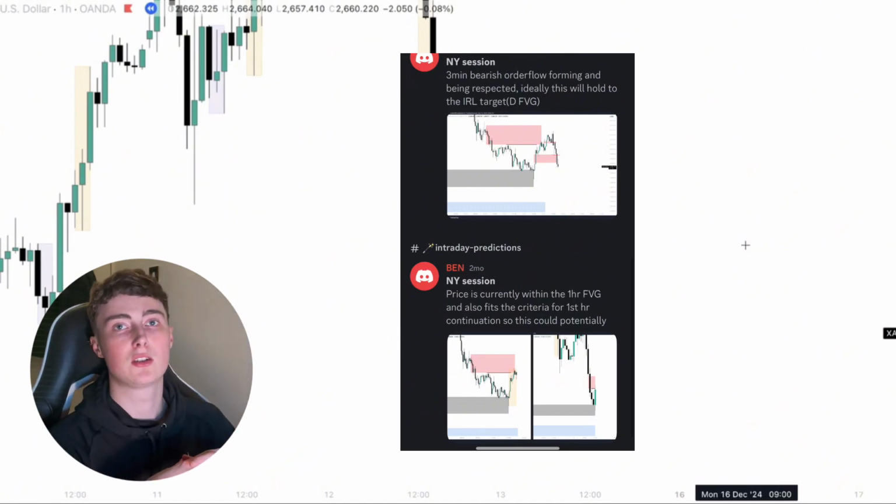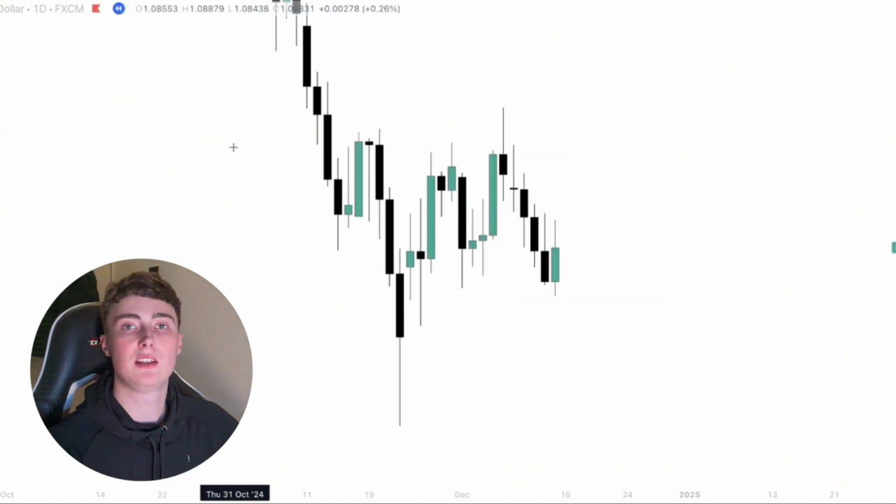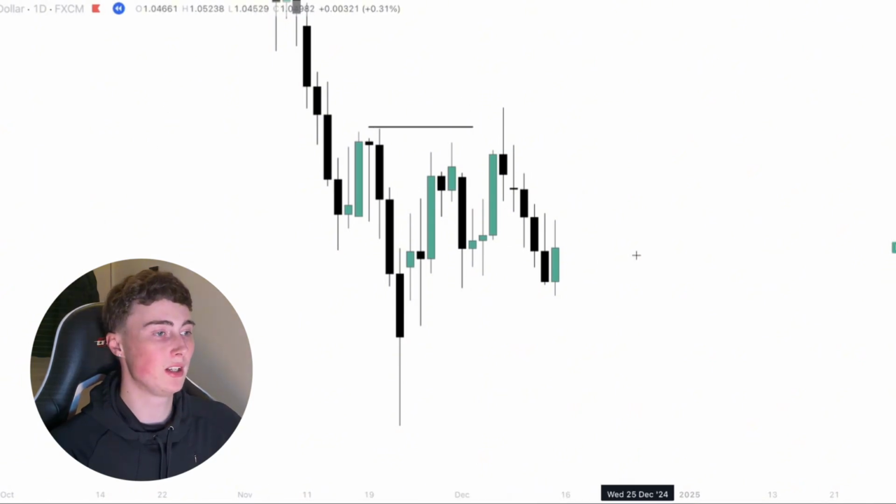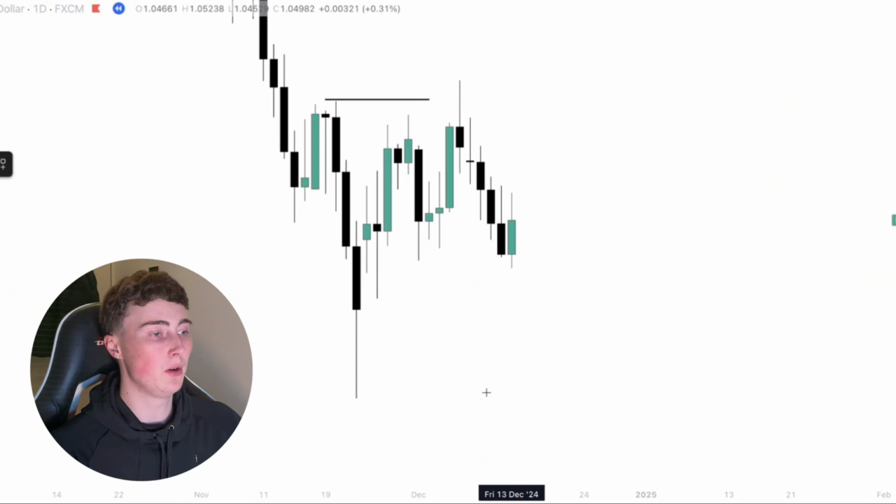Let's get into the next example. This one's on Euro USD on the 16th of December 2024. So if you want to check it out, you can. The first step is daily bias. So you can see we've swept this old high out here. Price is now moving to the downside. I would say that we're drawing towards this external range liquidity.